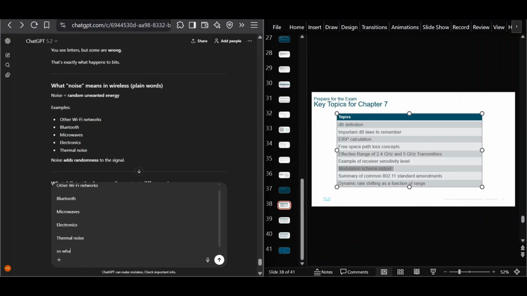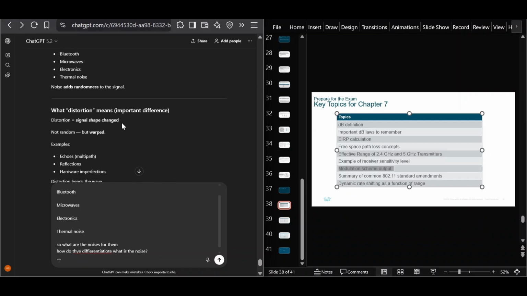What is distortion? So what are the noises, and how do they differentiate? What is that noise? Noise and randomness.